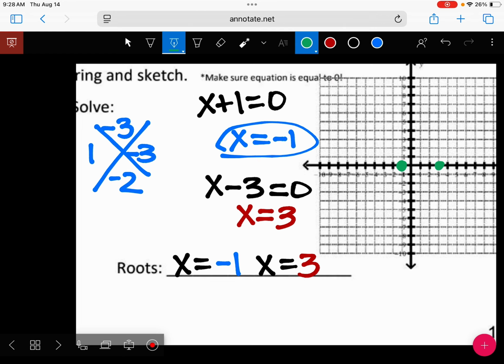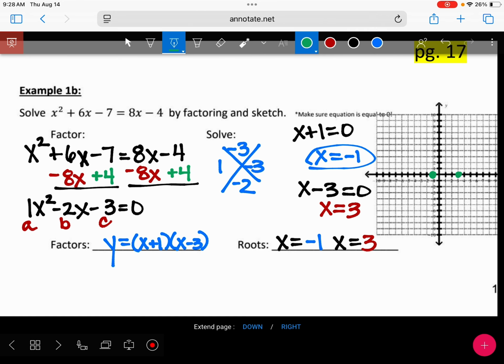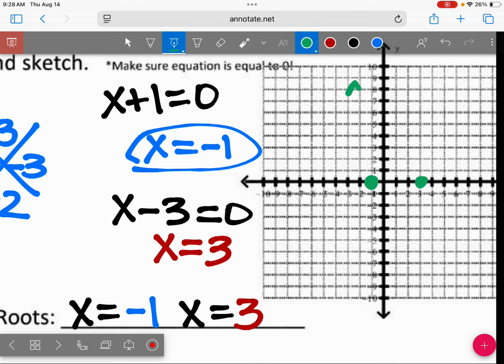Am I sketching a smile or a frown based off the attitude of this equation? So a smile, because A is positive. The leader is positive. So let's go ahead and make our smile. Again, it doesn't matter how low you go because we don't really know where the vertex is. And that would be your graph.